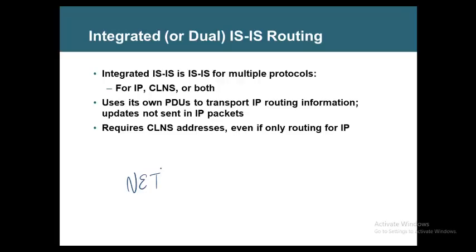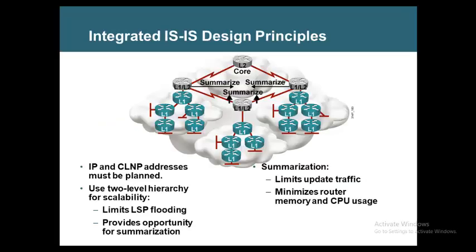This is a very important page. Integrated ISIS design principle. What do you see in this picture? You got many areas, at least 4 areas. And inside the area, you got only L1, except the core area. In the core area also, you have only one path with both L1 and L2. The router on the top is L2 only. So what happens?